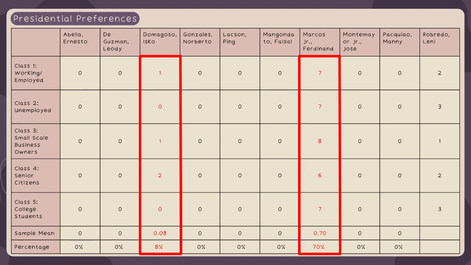For Ferdinand Marcos Jr., 7 plus 7 plus 8 plus 6 plus 7 is 35 divided by 50, so we will get 0.7 or 70%. And for Vice President Leni Robredo, 2 plus 3 plus 1 plus 2 plus 3 is equal to 11 divided by 50. That would give us 0.22 or 22%.